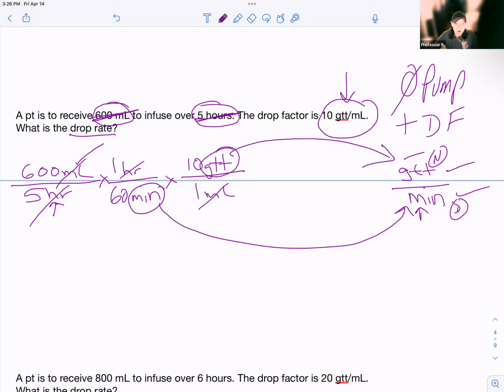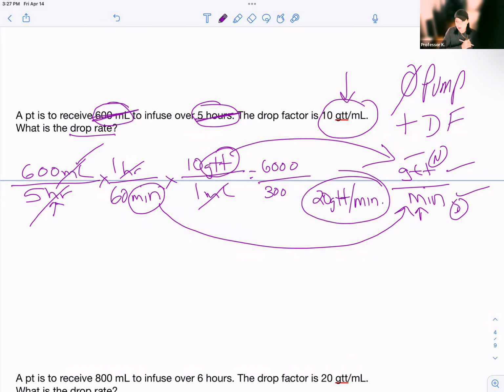I look at my problem. Everything I don't want is crossed off, but drops is in the numerator and minutes is in my denominator. I'm ready to solve. All right, so now it's just math. So 600 times 1 times 10 will give me 6,000. And 5 times 60 will give me 300. And when I divide 300 into 6,000, it will give me 20 drops per minute.